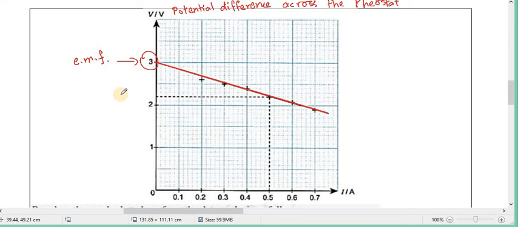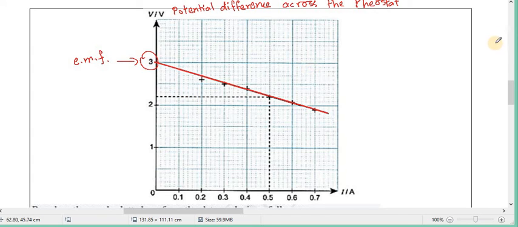You see or not? Okay, can see. So that means the y-intercept of this graph is equal to the electromotive force. Okay? Anybody have any question? Can understand why the y-intercept is equal to the electromotive force? Okay, now we can also see from this graph the internal resistance. How do we count the internal resistance from this graph?